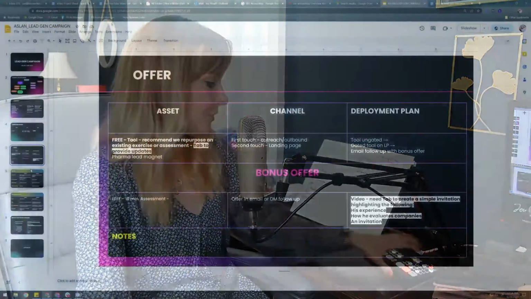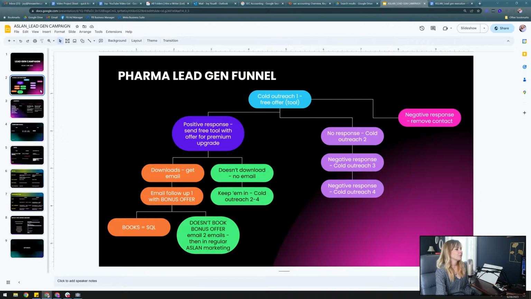So it's very important. That's the hook, right? Something free is the hook, and that's the first message that you'll send. Then, if they respond positively to it, you start a flowchart. So you've got your flowchart set up, and you basically know our cold outreach is going to be this free offer of a tool.